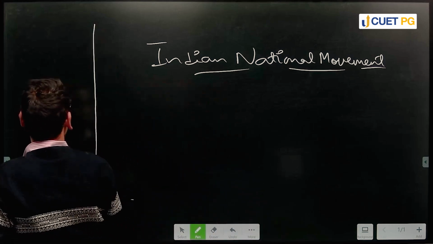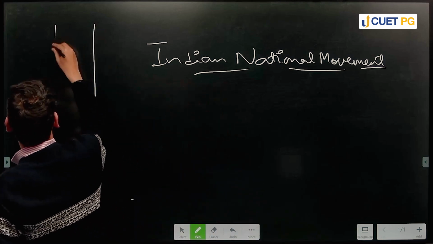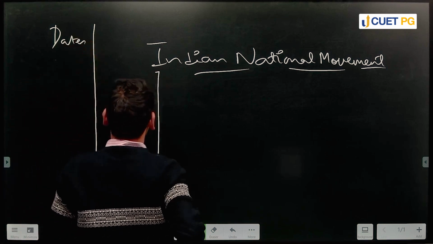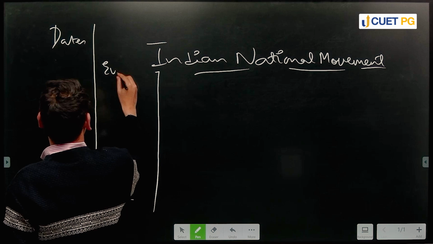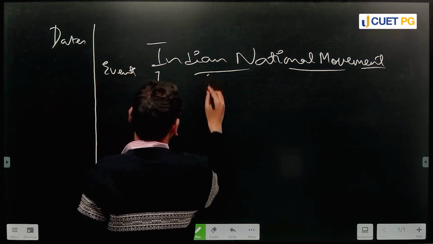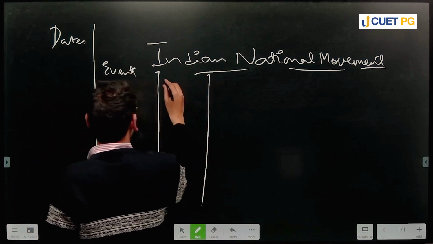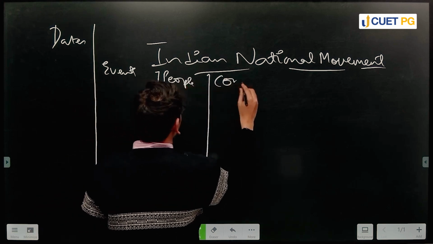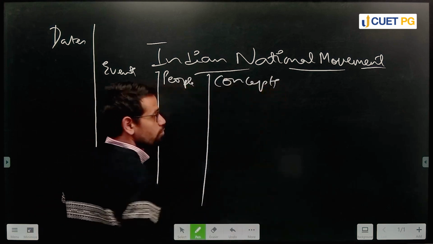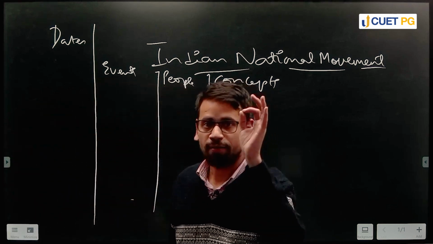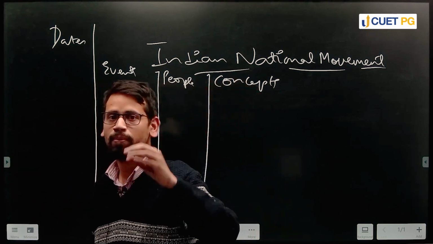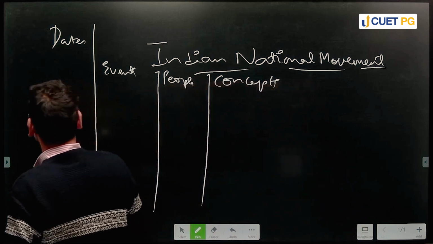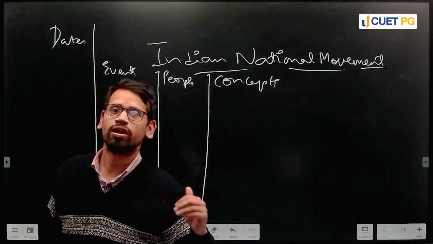So, first thing, first table, dates. Second thing, all the major events. Third thing, all the major people. Fourth thing, all the major concepts. If you create this kind of a chart, you will be able to remember most of the facts significantly, right? Let's start. We'll start with pre-Congress organizations.